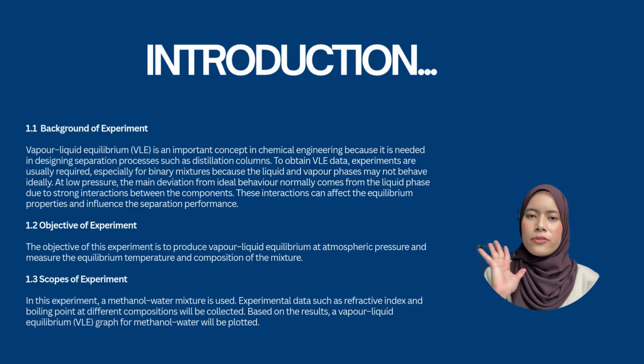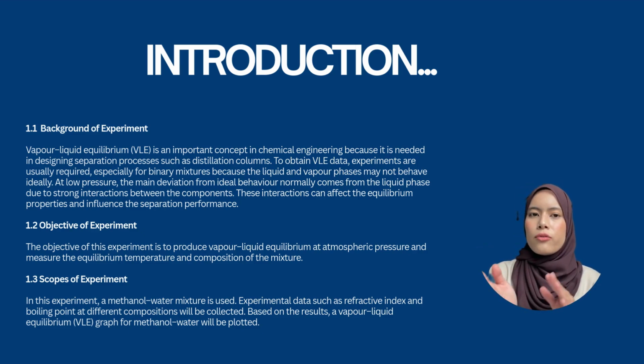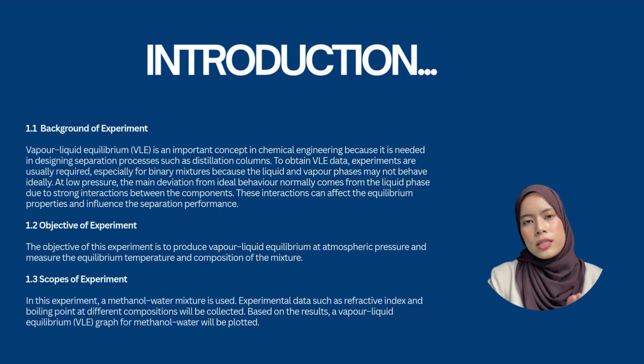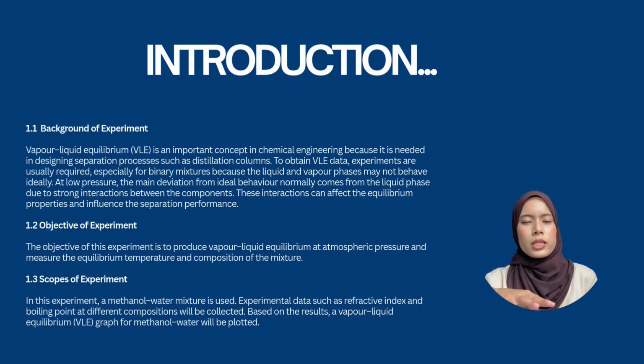For this experiment, we are focusing on vapor-liquid equilibrium or VLE. VLE is very important in chemical engineering because it is used in designing separation processes, especially distillation columns. In real mixtures, the vapor and liquid phases may not behave ideally, so experiments are needed to obtain accurate equilibrium data. At low pressure, the main deviation usually comes from the liquid phase due to strong interactions between components.